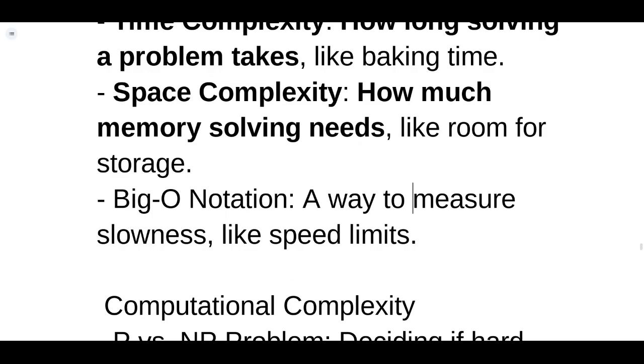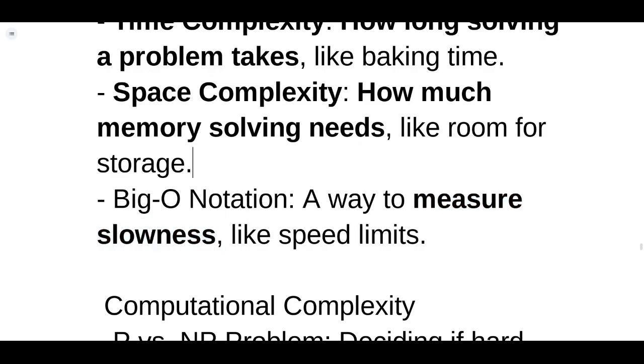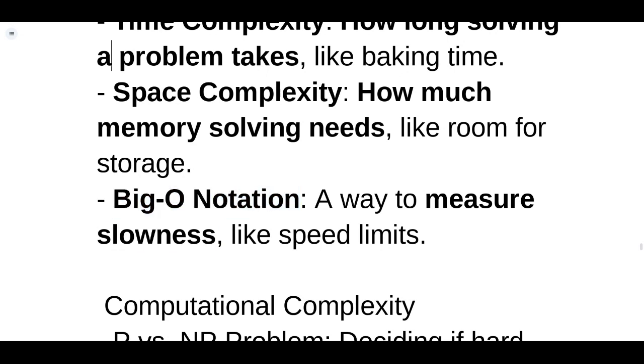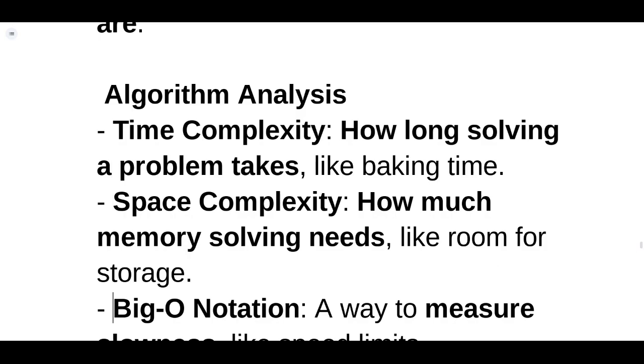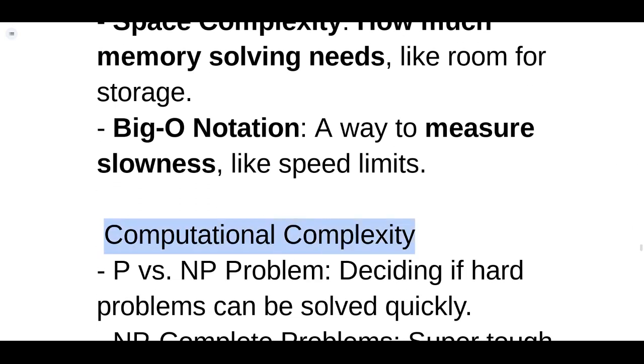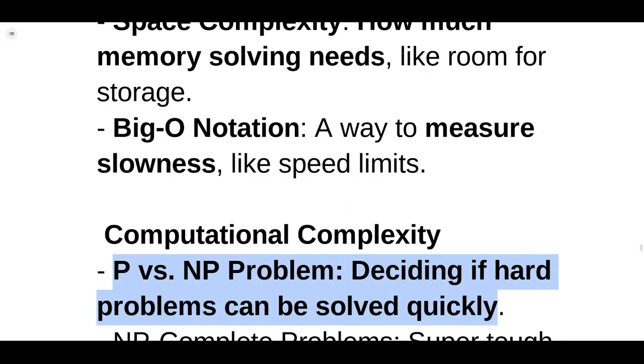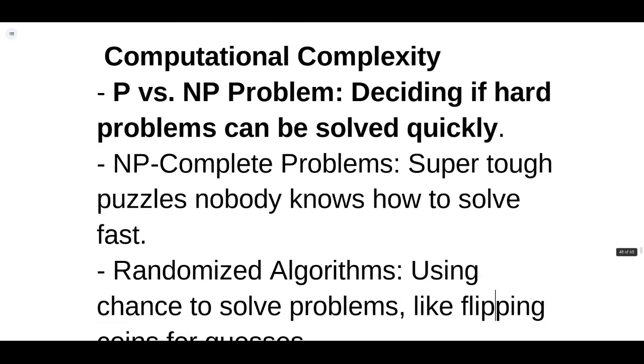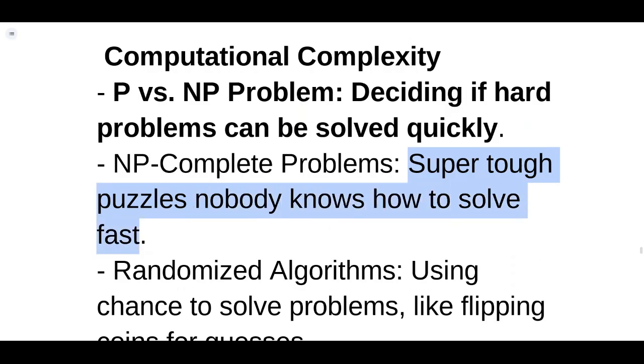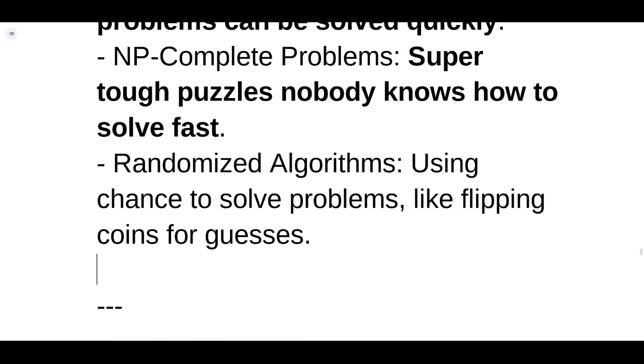A way to measure slowness, like speed limits. Big O notation. Computational complexity, P versus NP problem, deciding if hard problems can be solved quickly. NP complete problems, super tough puzzles, nobody knows how to solve fast. Randomized algorithms, using chance to solve problems.